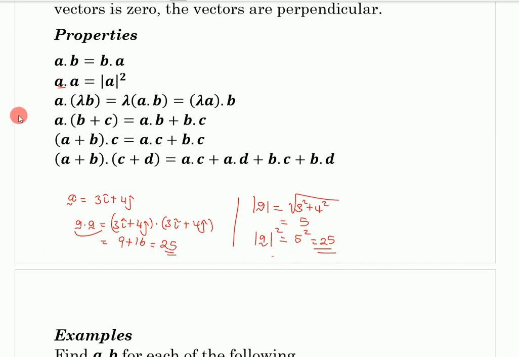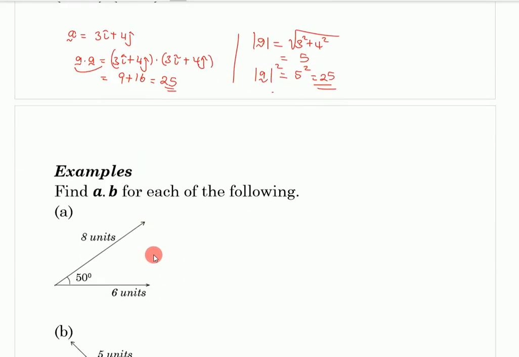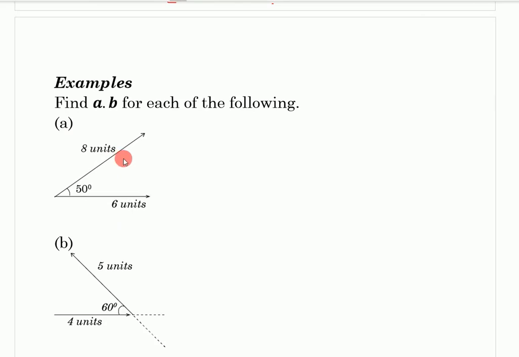Once we learn how to get a dot product of two vectors, we shall be able to establish and prove all these properties here. Let us proceed. We shall be understanding them. So we have some examples here.